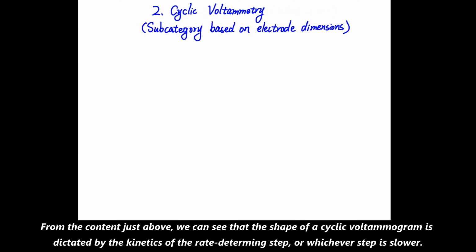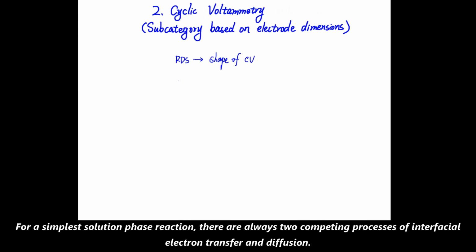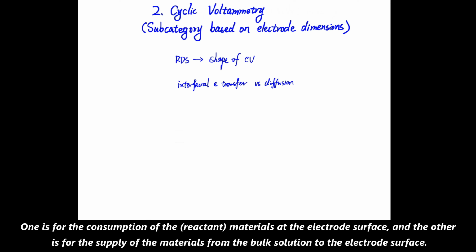From the discussion just above, we can see that the shape of the cyclic voltammogram is dictated by the kinetics of the rate-determining step, or whichever step is slower. For the simplest solution phase reaction, there are always 2 competing processes: interfacial electron transfer and diffusion. One is for the consumption of the material at the electrode surface, and the other is for the supply of the material from the bulk solution to the electrode surface.